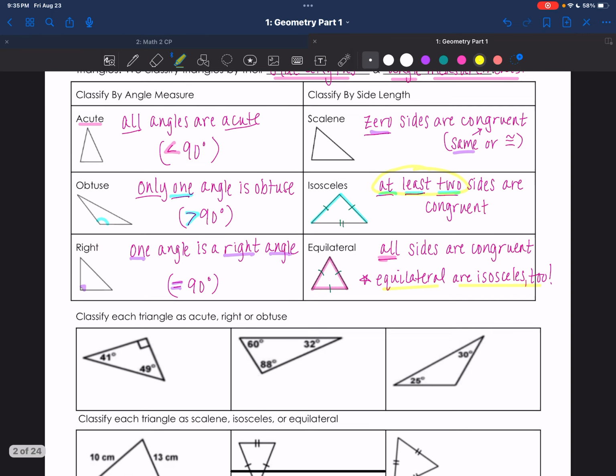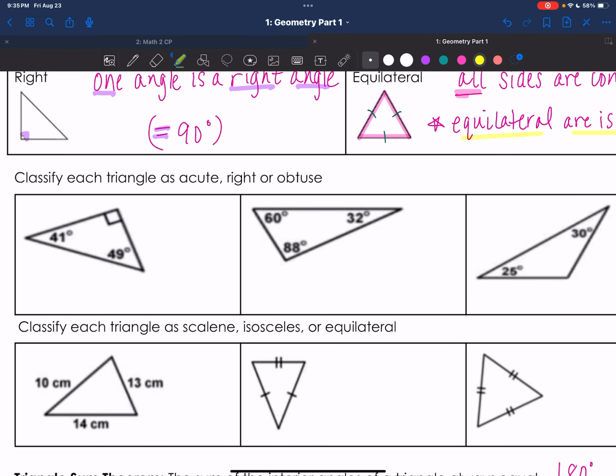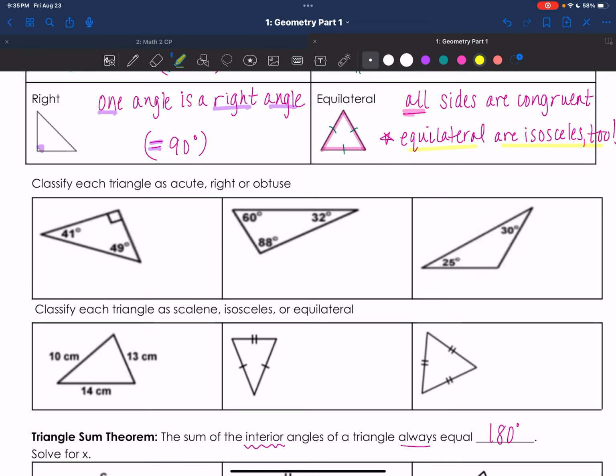All right, now what we're going to do is come down here and classify each triangle as acute, right, or obtuse. I'm going to do the first one for you, and you're going to go ahead and figure out the others. So let's look at the first one.